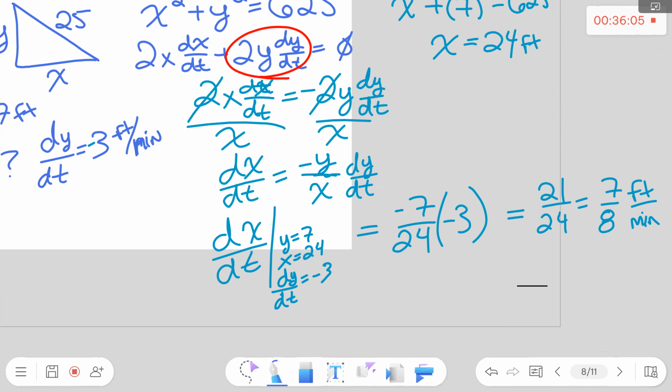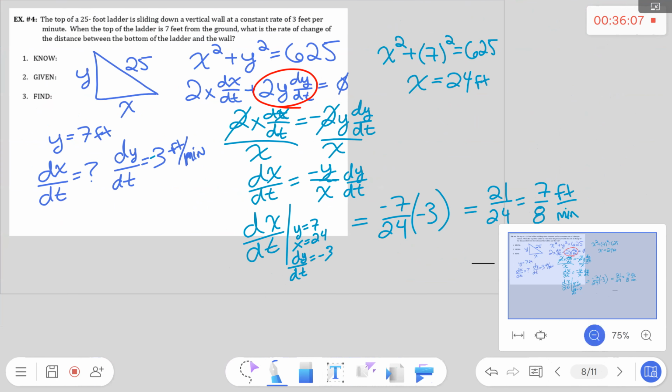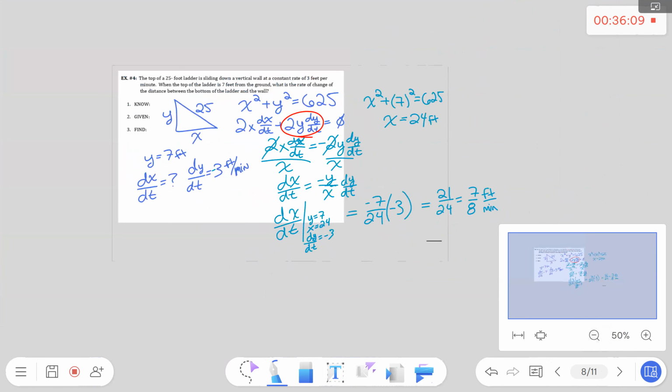Okay. Now, does this make sense as far as the scope of the question? If the ladder slides down from the wall, it should slide away from the wall, right? So our rate here is negative to slide down the wall. Our rate here is positive, sliding away from it. Right? Cool. It's just understanding the context of why we do implicit differentiation on these problems.